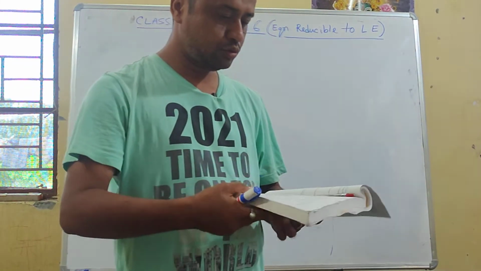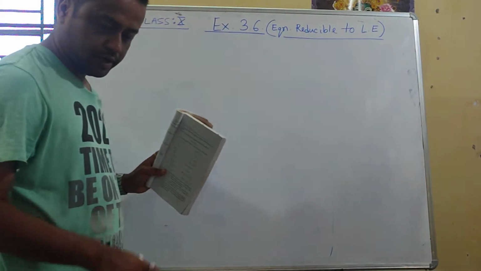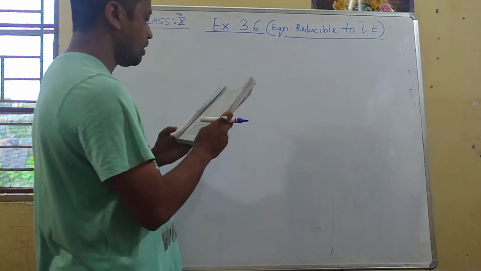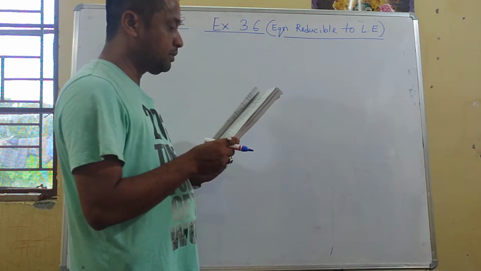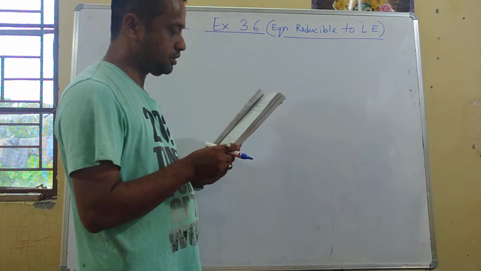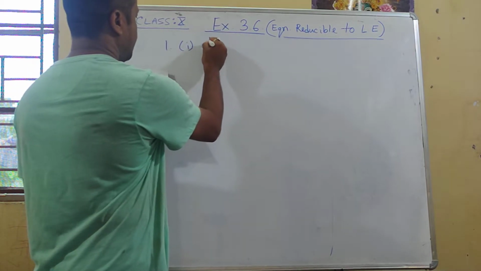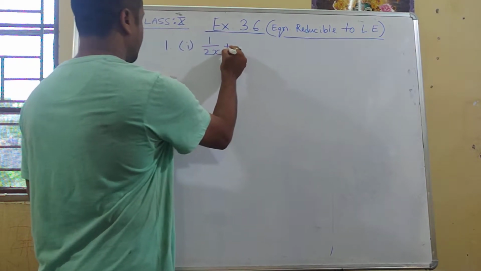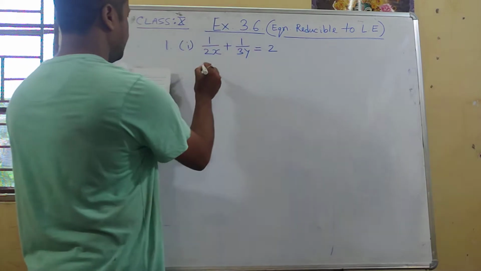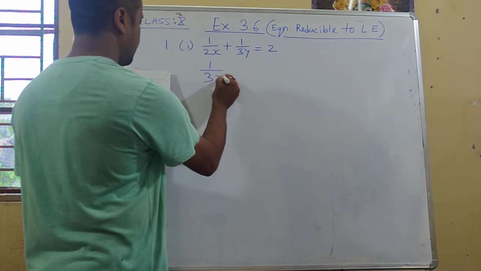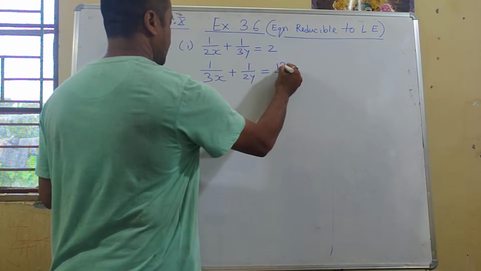So we can directly go to the exercise. Exercise, first question: solve the following pair of equations by reducing them to a pair of linear equations. Number 1: 1 by 2x plus 1 by 3y is equal to 2, and the second one is 1 by 3x plus 1 by 2y is equal to 13 by 6.